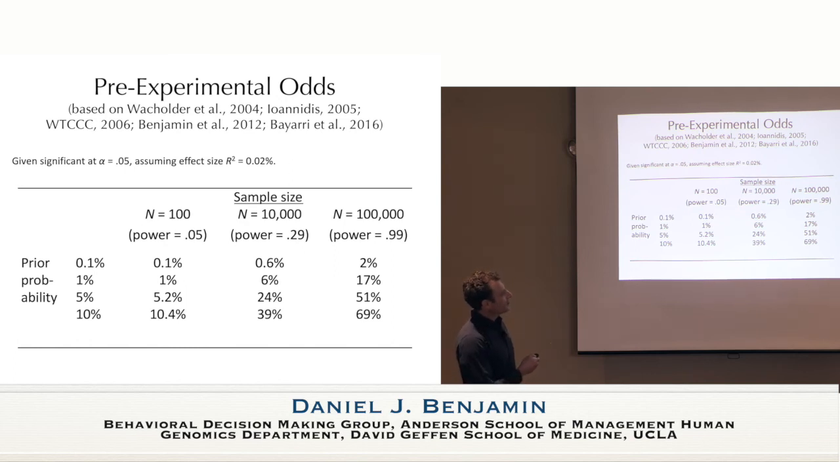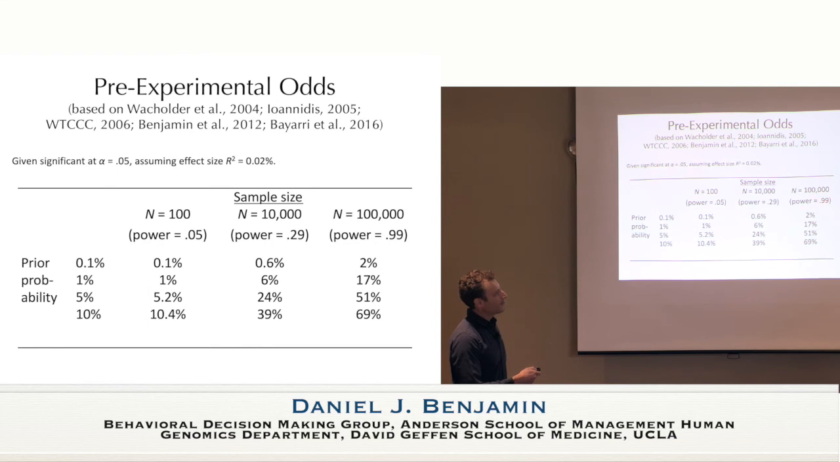So the first thing to notice is that in this first column, these posterior probabilities are essentially the same as the prior probabilities. That's because the power here is epsilon more than 5%. So the rejection ratio, which is this 5% plus epsilon divided by 0.05, is essentially 1. There's essentially no information from statistical significance when your power is that low.